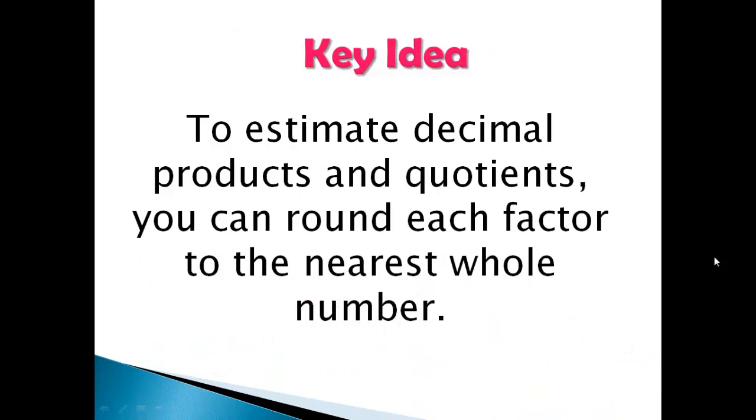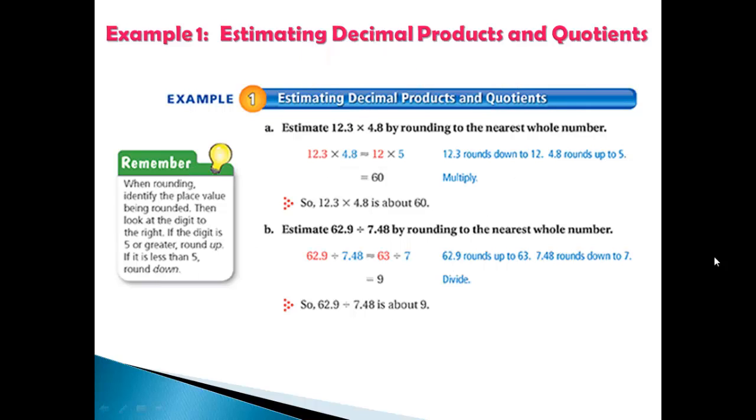First, for our key idea. To estimate decimal products and quotients, you can round each factor to the nearest whole number. For our first example, we're estimating decimal products and quotients.